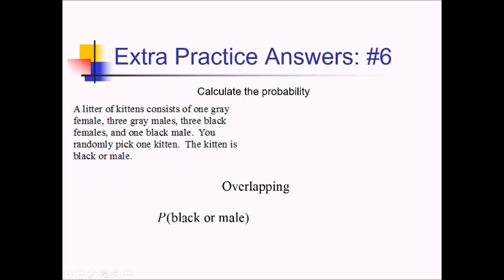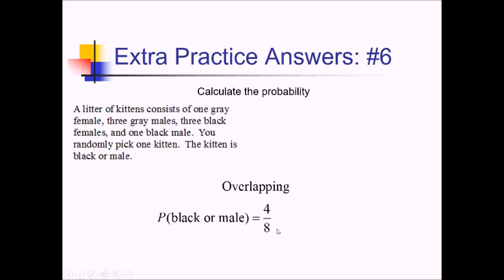Probability of a black kitten. So they said here that we had 3 black females and 1 black male. That's a total of 4 black cats. And we need to find the overall number of possibilities as well. So we had a gray female, 3 gray males, plus the 4 black cats. That's a total of 8 kittens overall. And we said, again, we had 4 of them that were black.